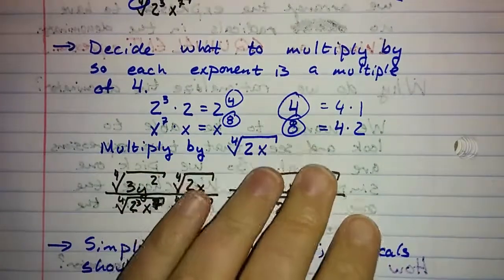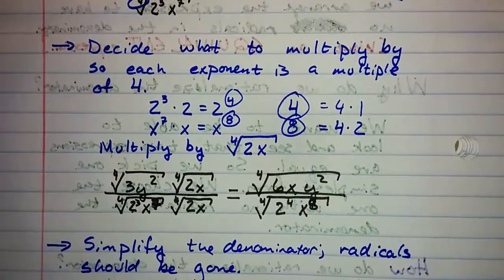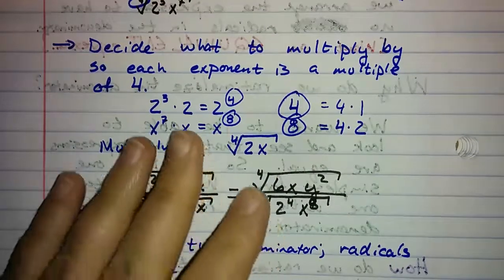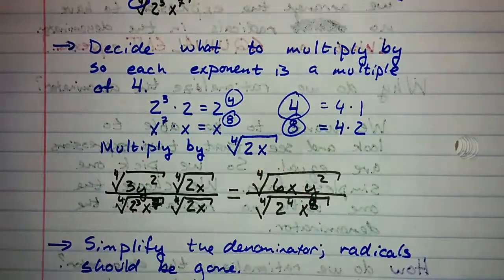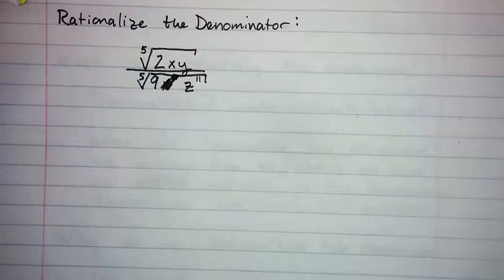Remember, the tricky part is this decide what to multiply by step. We need to have every exponent in the denominator be a multiple of whatever the index of our radical is. Rationalize the denominator of this expression. Pause the video and try this now.